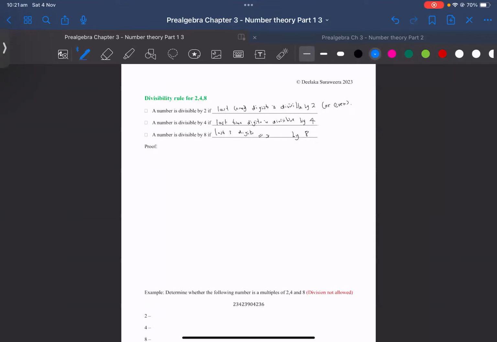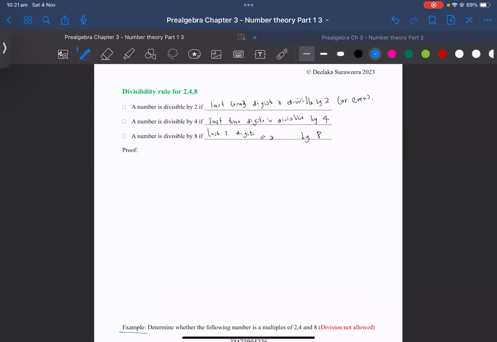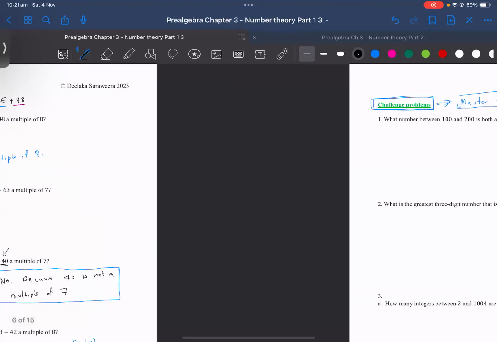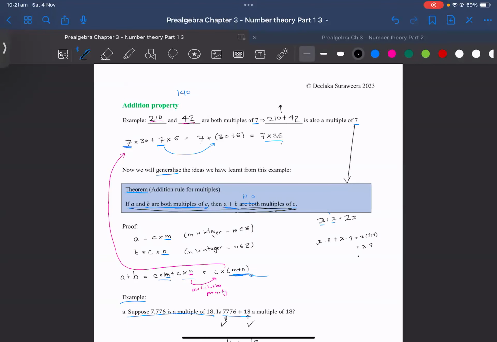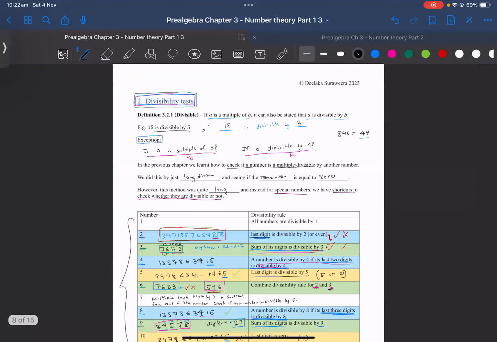Now, we have a choice here. We can either do examples together to practice this, or do you guys want to know why this is true? Yeah. Okay. So this proof's a little bit weird. Before that, I want you to recap this addition rule used in the proof. This rule we learned here is that if A and B are both multiples of C, then A plus B is also a multiple of C. So we're going to use that rule.